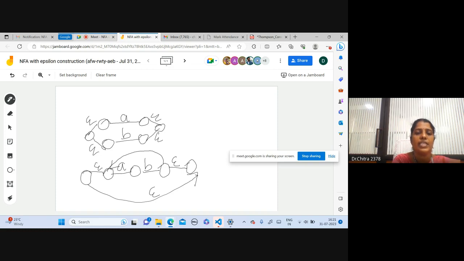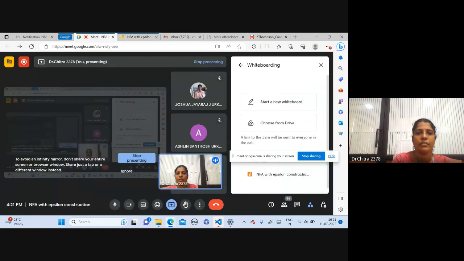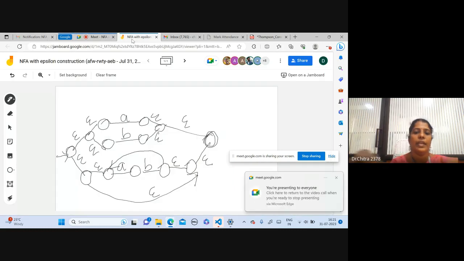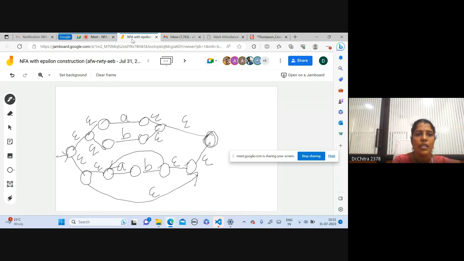Then our example is A plus B into AB the whole star plus. So again you concatenate these two things with the epsilon. Here also join these two things with the epsilon. Now this is your initial state and this one is your final state. Now this is the diagram for A plus B in plus AB the whole star. That is, it will follow either this path or that path, this one or that one. Hence, it can be accepted.